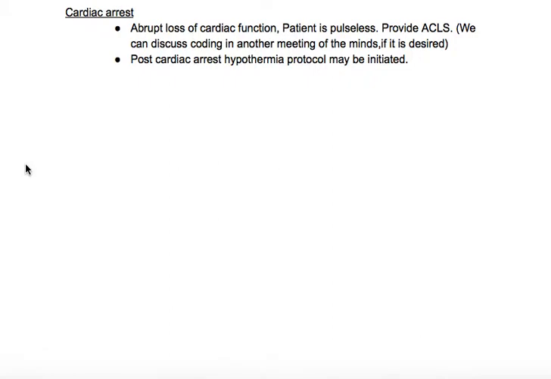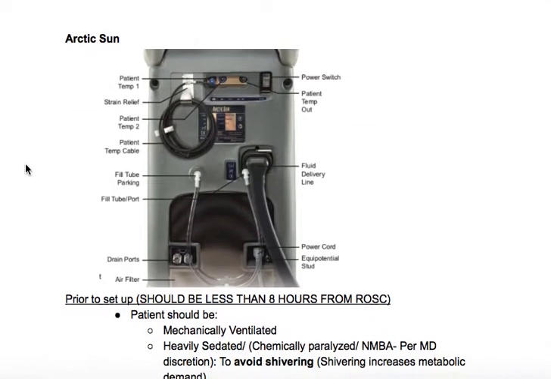Next, we're going to hit cardiac arrest. This could be a whole lecture on its own, so I'm not really going to talk about this much. We've all coded patients. Our ACLS instructors could probably educate 1,000 times better than I could even dream of. But cardiac arrest is when we have an abrupt loss of cardiac function. The patient is pulseless. We need to provide ACLS. If you want to do a meeting on it, I'd be happy to loop somebody in who's more informed on this topic than myself and is actually a certified ACLS provider. But I really just wanted to mention cardiac arrest so it could lead us into our next point, which is the Arctic Sun.